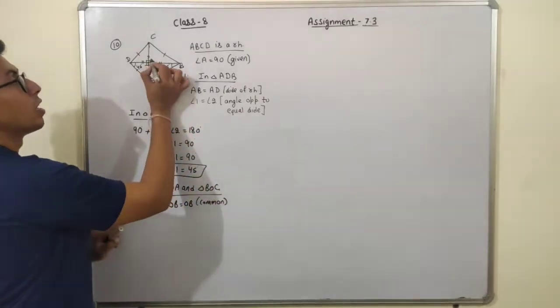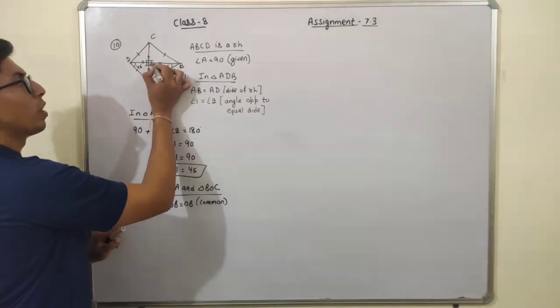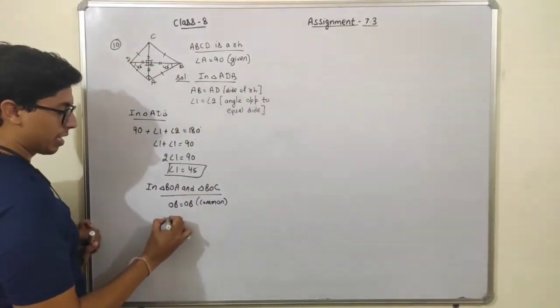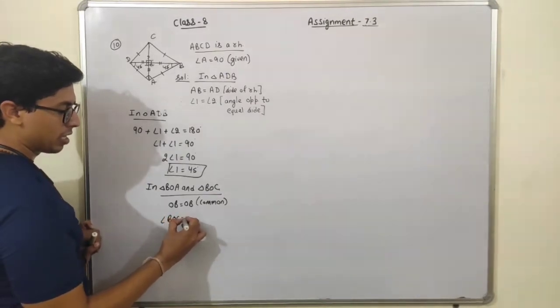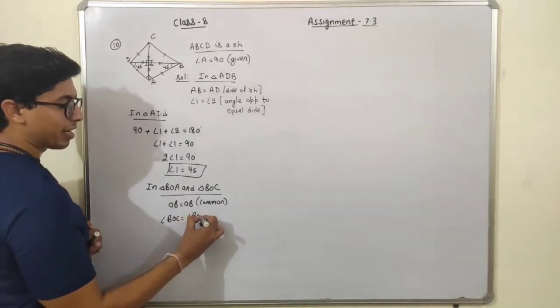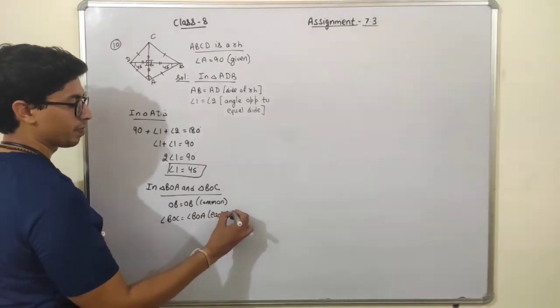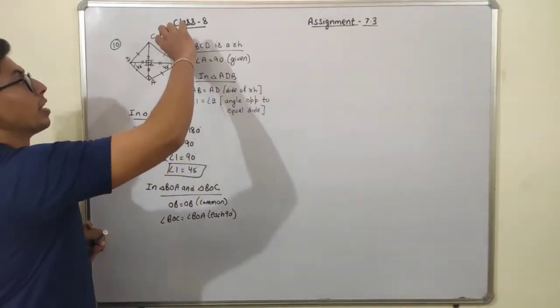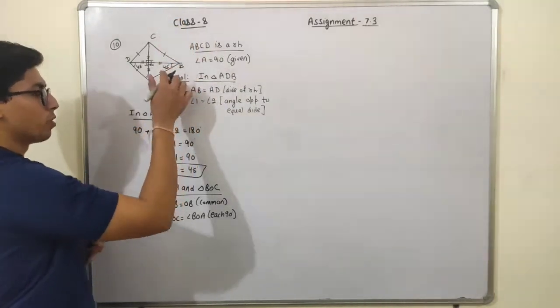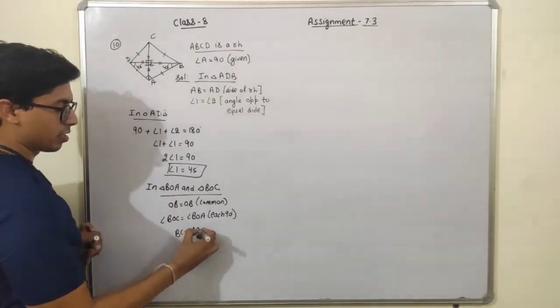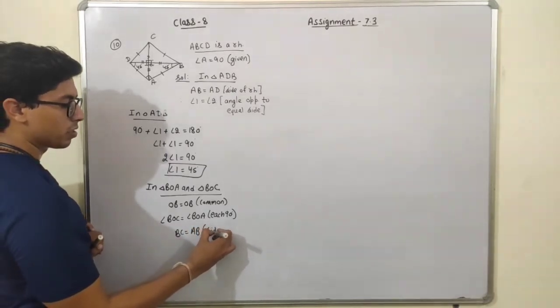Okay. These two angles are equal. Angle BOC and angle BOA are both equal, each 90 degrees. Also, BC is equal to AB, the sides of the rhombus.